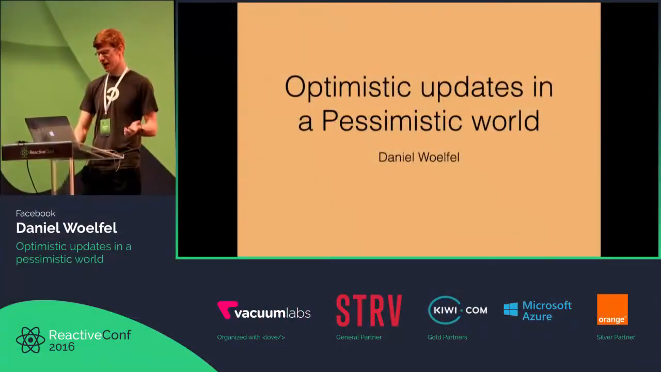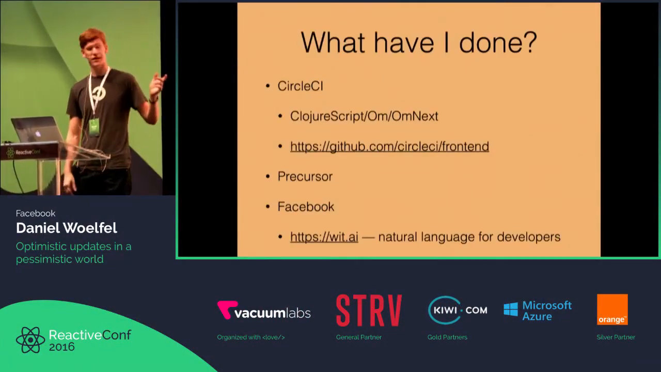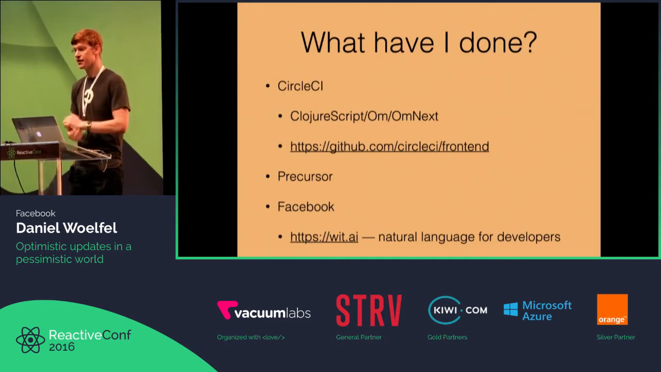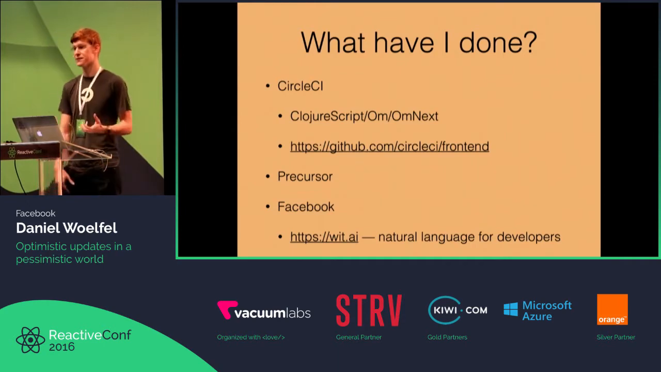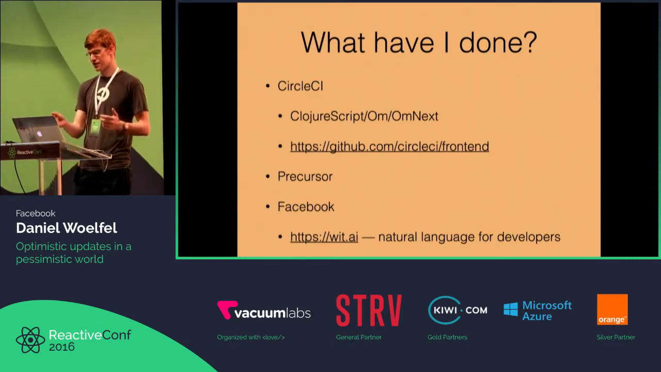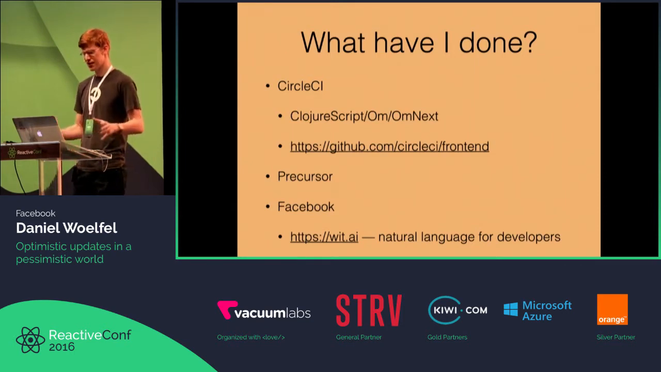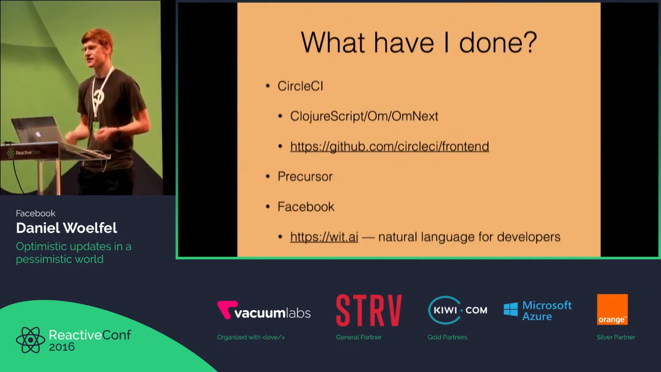I'm talking about optimistic updates. So, things I've done in the past. He mentioned Circle CI and the front end for Circle, which is a continuous delivery platform. It's built in ClojureScript and Om, and here's the link if you want to check it out. I encourage everyone, if you're working on a front end and you have the opportunity, open source it.